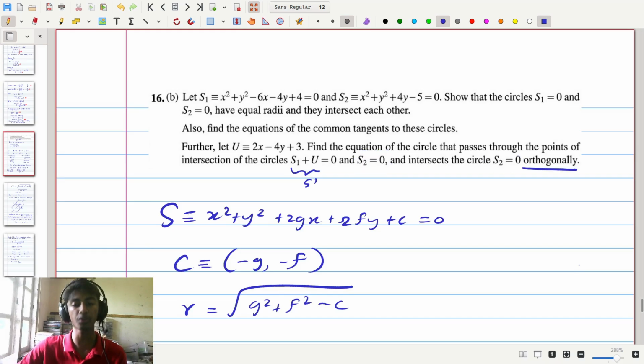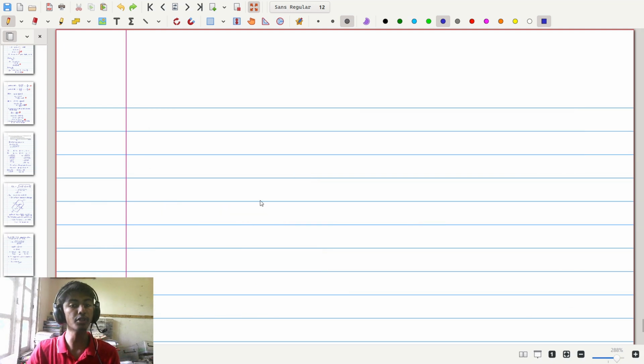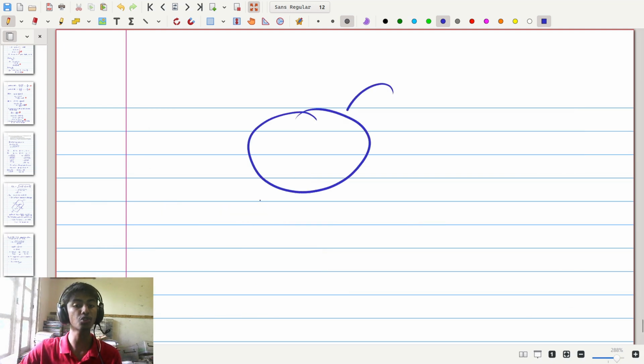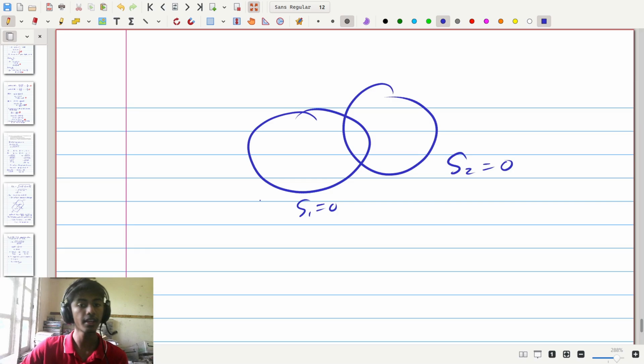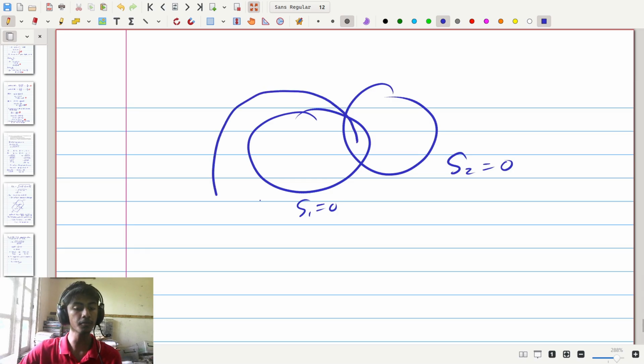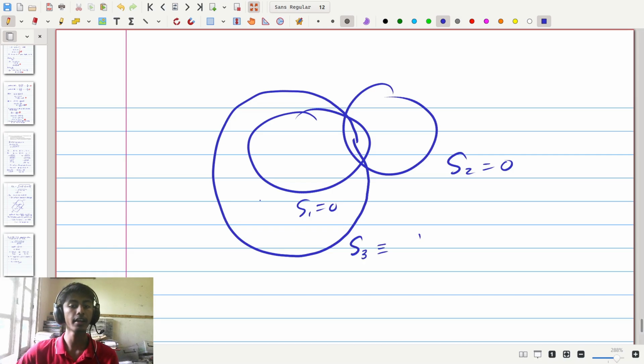s2 equals 0 orthogonally. Now for this one, we need to know that if you have two circles, let's say s1 equals 0 and s2 equals 0, that intersect at 2 points like this, and you have a third circle s3 that passes through these two intersection points, then s3 will be given by s1 plus lambda times s2 equals 0, where lambda will be some element of the real numbers.